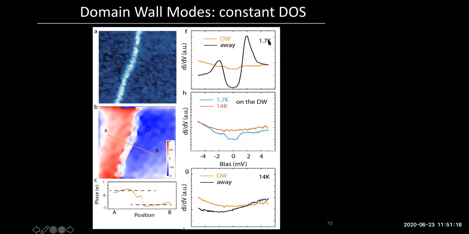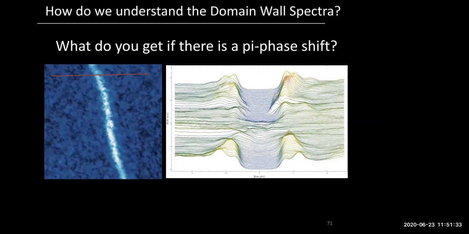This is at 1.7 Kelvin. And when you go above Tc, basically this shape disappears and you get no features whatsoever near the Fermi energy. So this thing is connected to superconductivity. So the question is, why do we see such a feature?